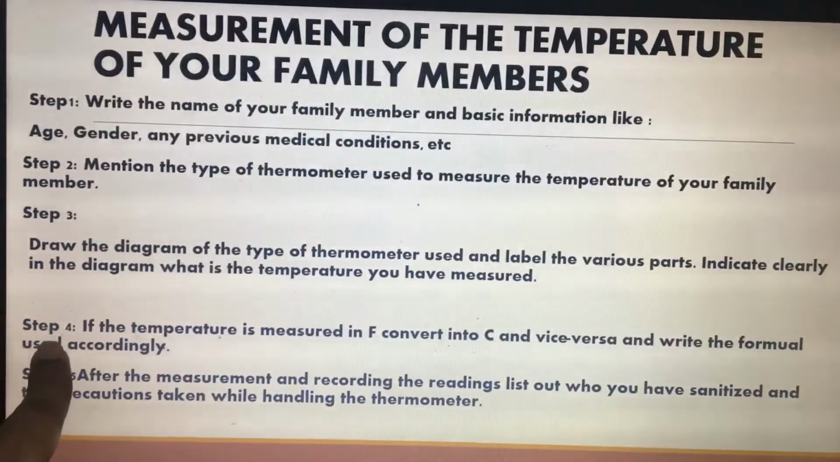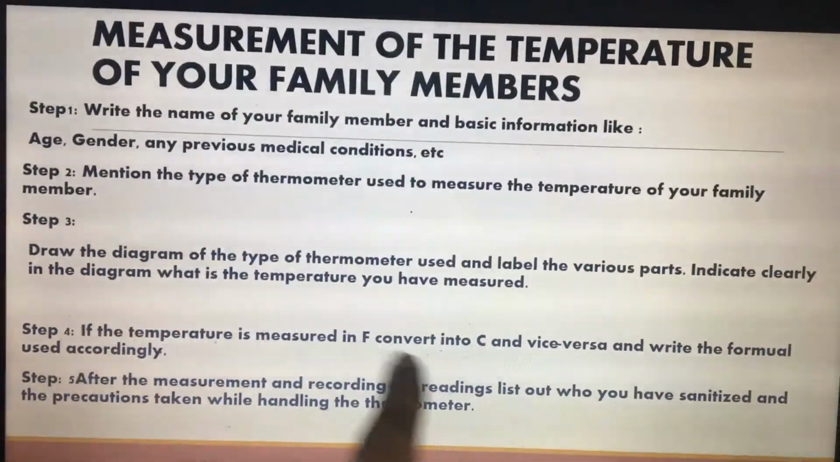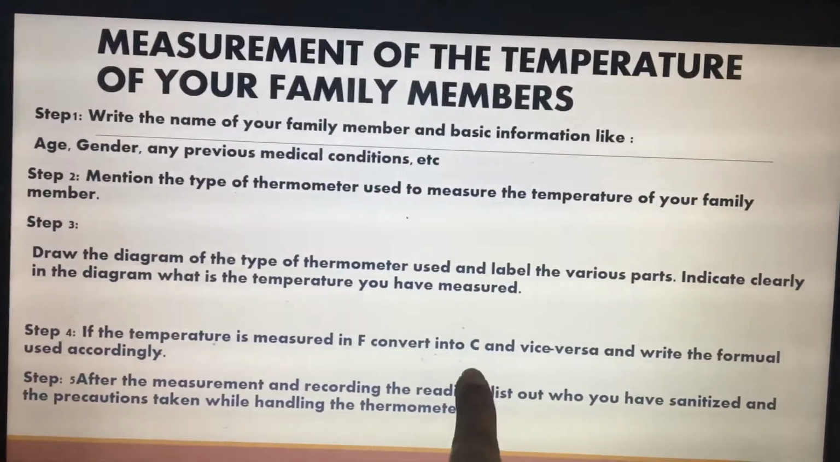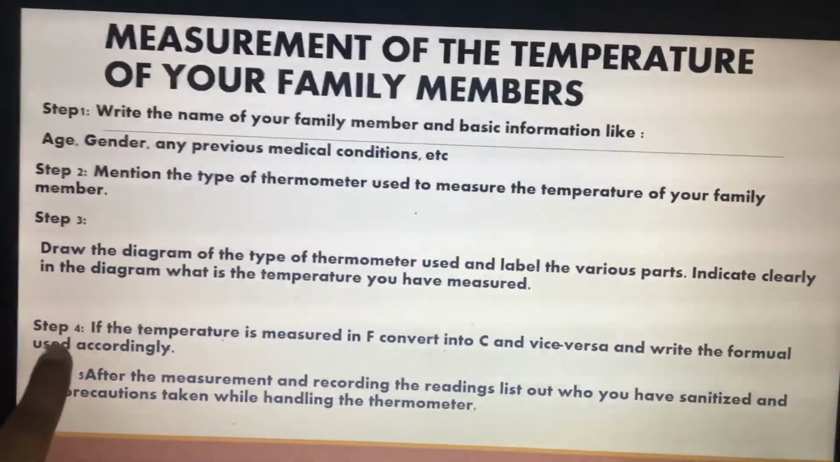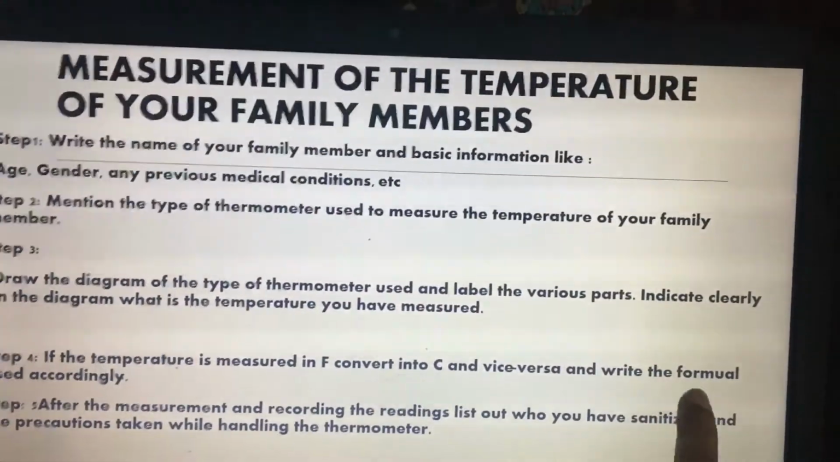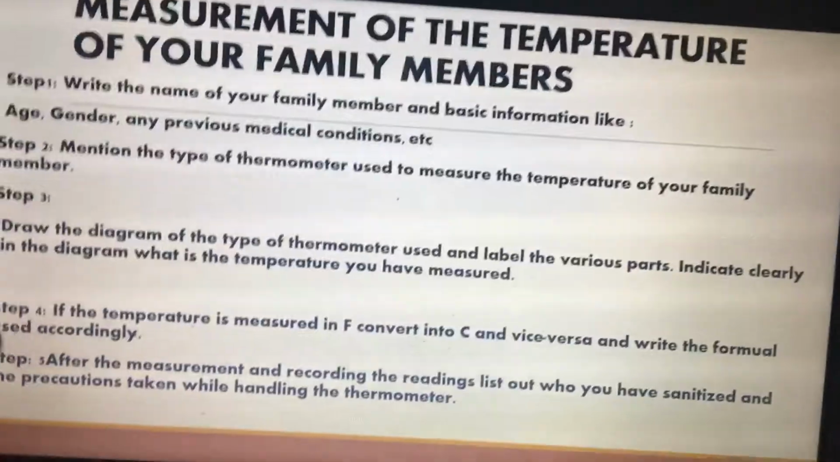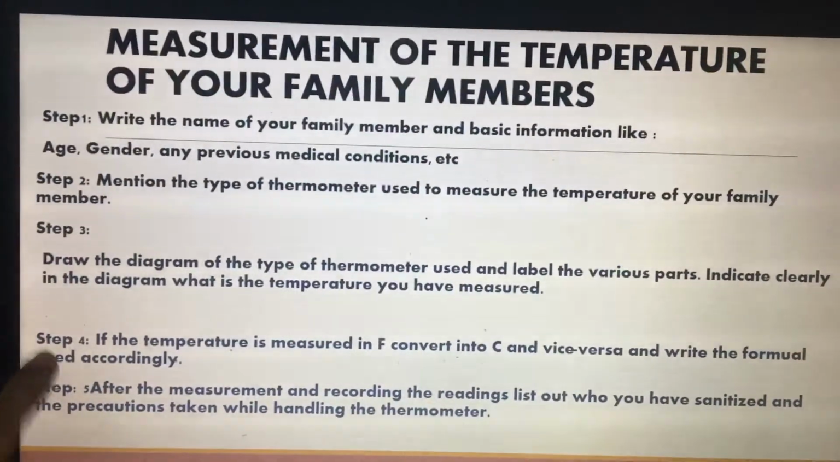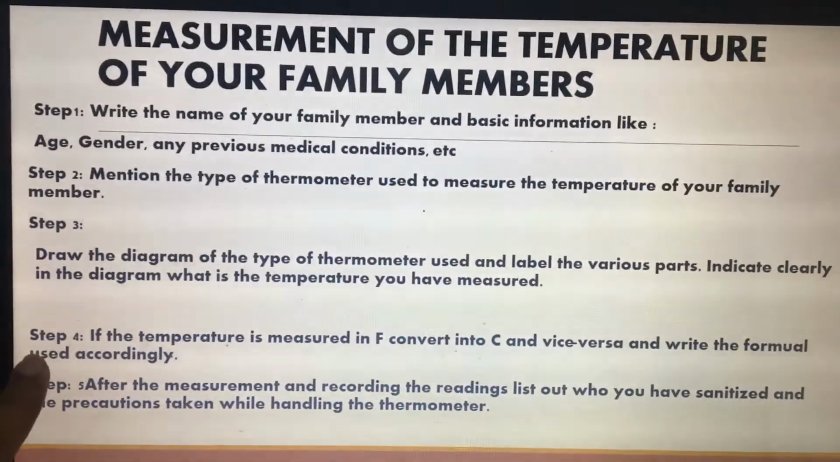So the fourth one, if you have measured your temperature in centigrade, you will convert into F. Or if you have measured in F, convert into C. In this step, I want you to use the formula to convert F into C and C into F. I have already got you practiced, right, with those worksheets and different numbers I have given you. So you can do this, isn't it?